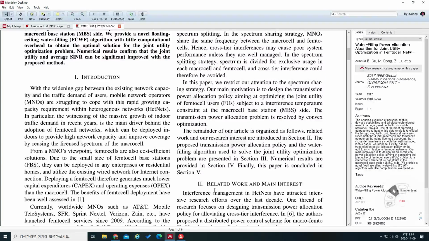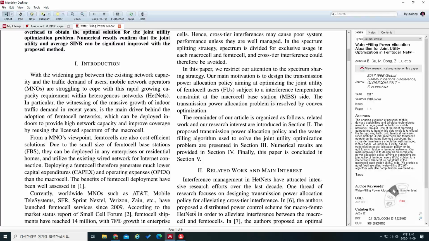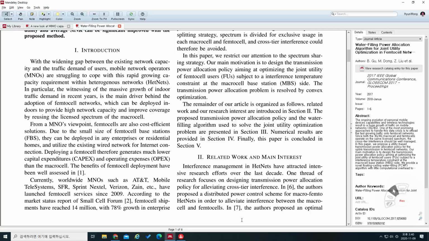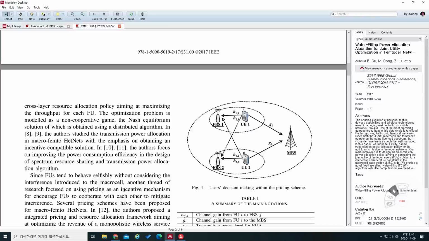Related work and main interest. Interference management in heterogeneous networks has attracted intensive research effort over the last decade. One thread of research focused on designing transmission power allocation policies for alleviating cross-tier interference. In [6], the authors proposed a distributed power control scheme for macro-femto networks in order to alleviate interference between the macrocell and femtocells. In [7], the authors proposed an optimal cross-layer resource allocation policy aiming at maximizing the throughput for the FEU.